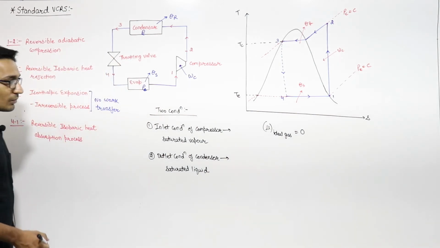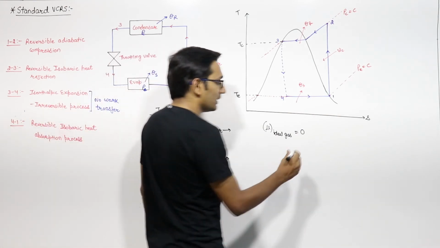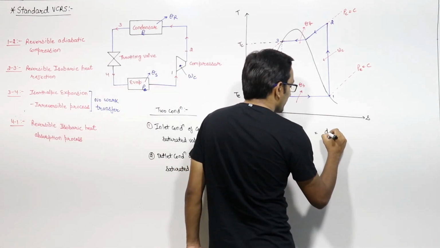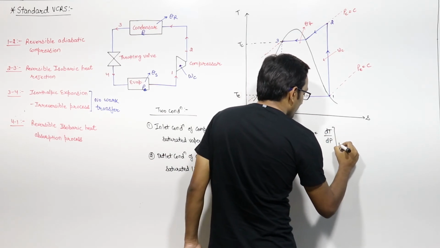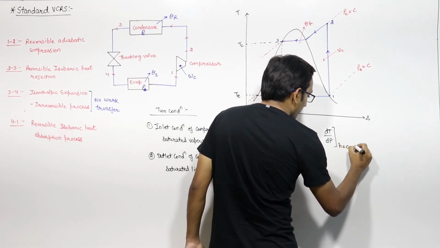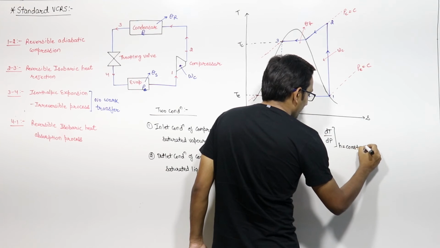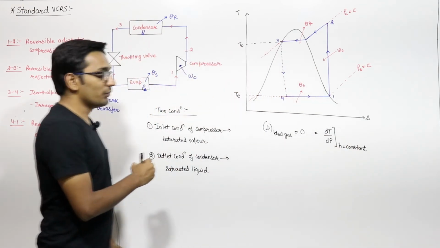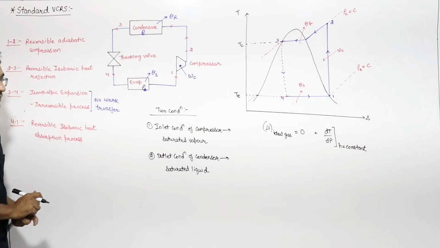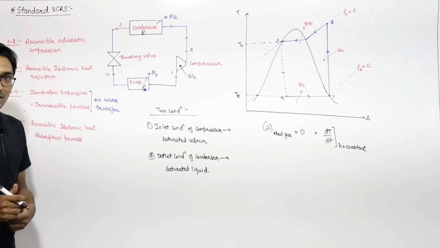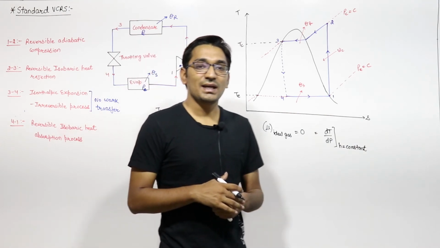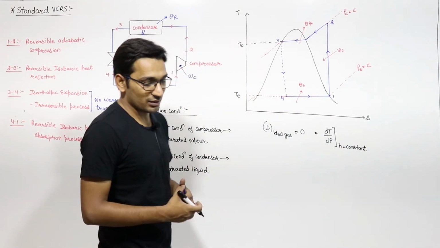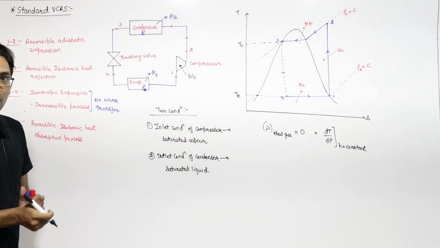Now, what is this Joule-Thomson coefficient? The Joule-Thomson coefficient formula is dT by dP at constant enthalpy. So for the ideal gas, this Joule-Thomson coefficient is 0. That means during the throttling process, there should not be any change in the temperature. Temperature is not changing, right?